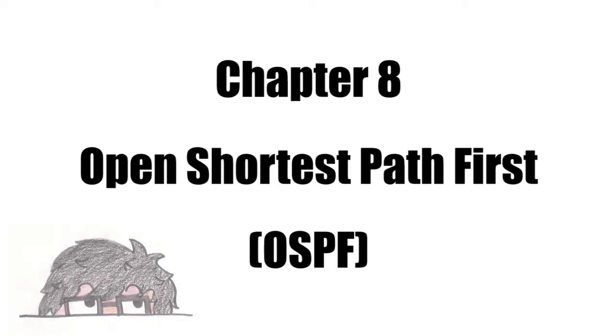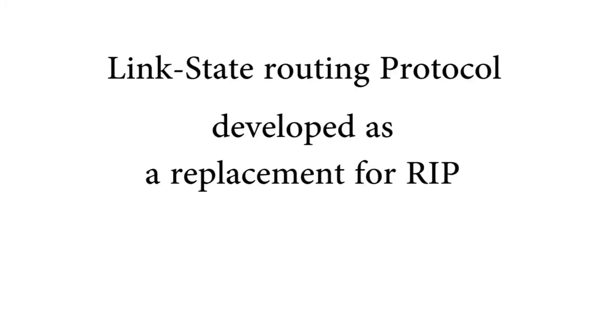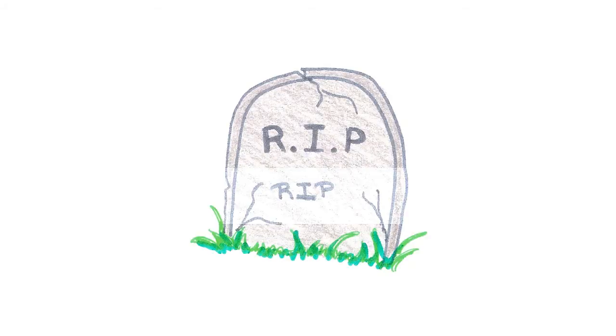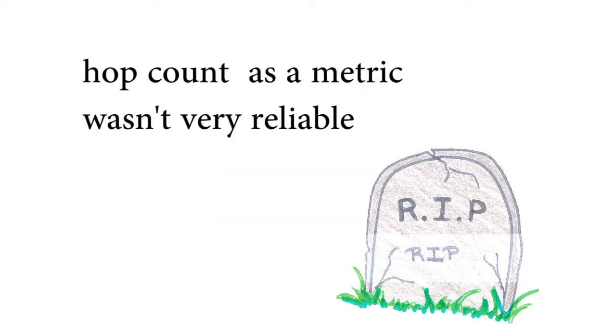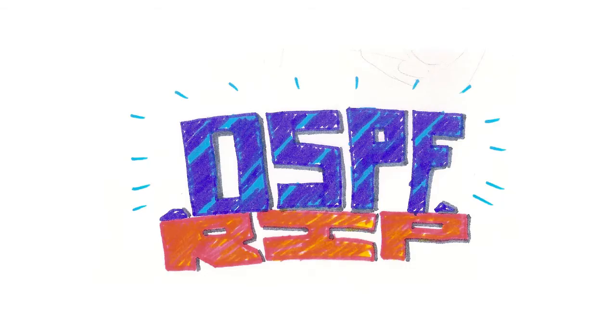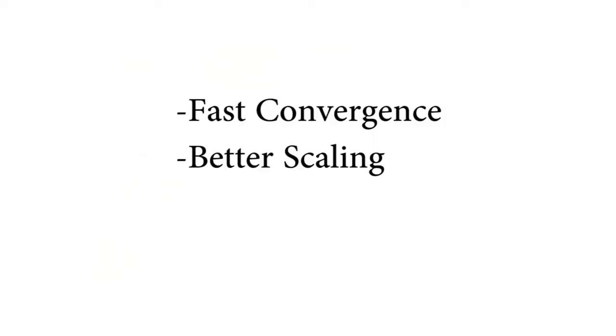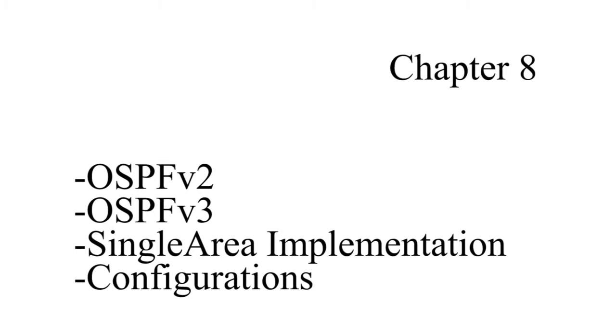Chapter 8: OSPF. OSPF is a link state routing protocol developed as a replacement to RIP. Although RIP was acceptable in the early days of networking, hop count as a metric wasn't very reliable, and so this protocol became problematic. OSPF has significant advantages over RIP, offering fast convergence and better scaling to the network's growth. In this chapter, we'll cover OSPF, basic single-area implementation, and configurations.